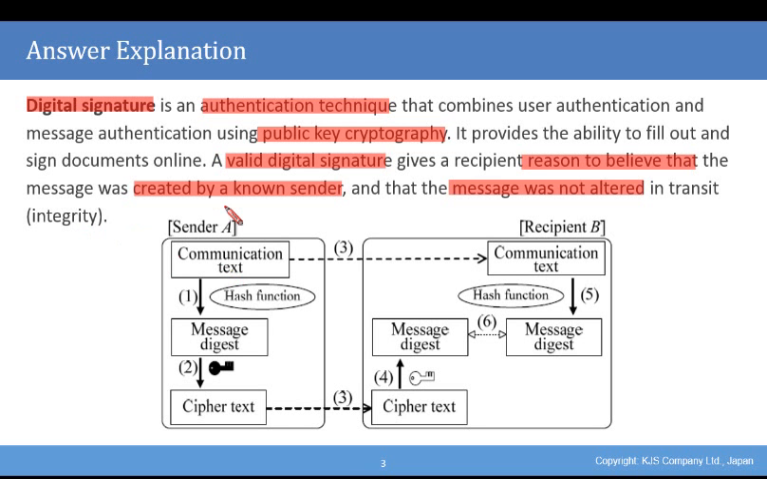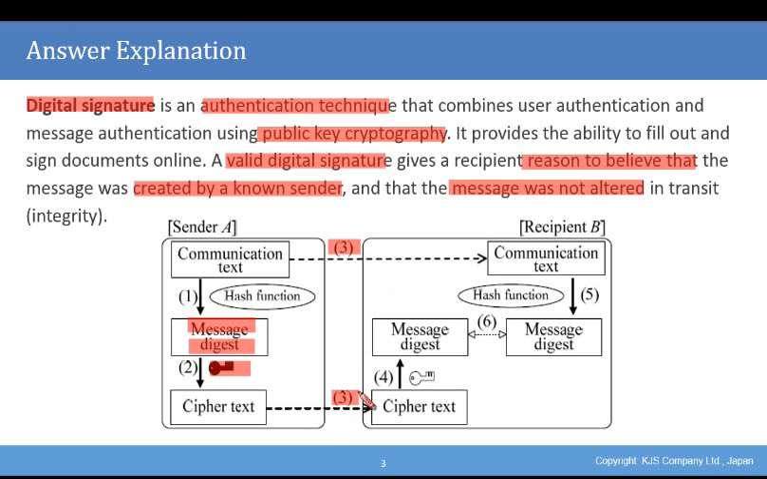Here we have a diagram of the system that has been described in the question. Firstly, let's have a look at sender A. Sender A calculates a message digest from the communication text. Sender A then encrypts the message digest using sender A's private key. So this is sender A's private key. 3. Sender A sends the communication text and its cipher to recipient B. So here we have the sending of the communication text as well as the cipher text.